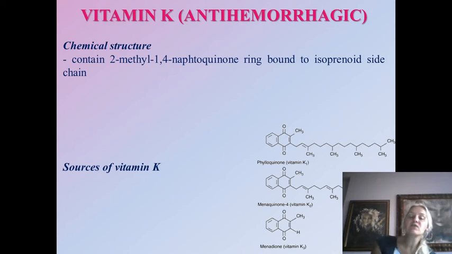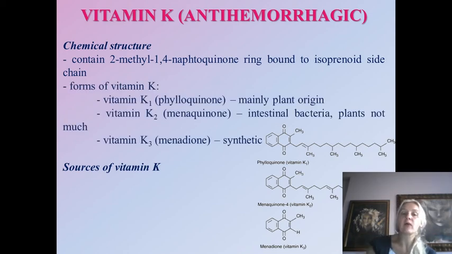And like you see from the figure, we have 3 types of vitamin Ks. Vitamin K1 is marked as phylloquinone. It's mainly of the plant origin. Vitamin K2 is marked as menaquinone, which is produced by our intestinal bacteria. Plants, not that much. And it's an active form of vitamin K for our body. And vitamin K3, menadione, is definitely synthetic vitamin K.